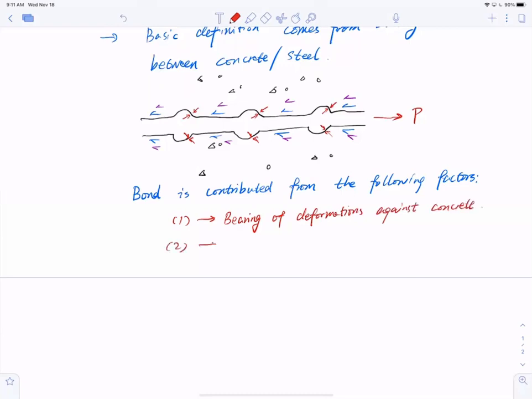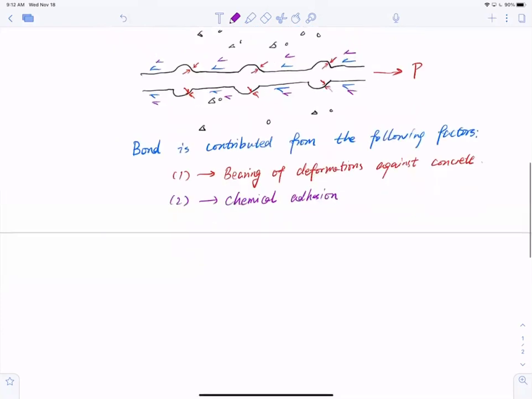The second is the chemical adhesion. Use a different color to match. Well, they're parallel, so I can mix them. Chemical adhesion. And the third, the blue one, is the friction. So these are the three different factors that give you the resistance between the concrete and steel.